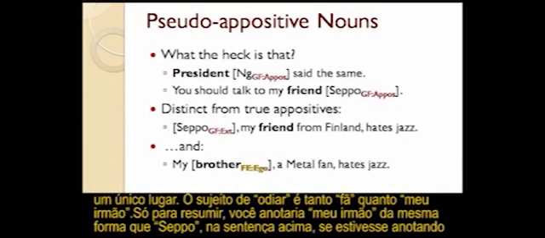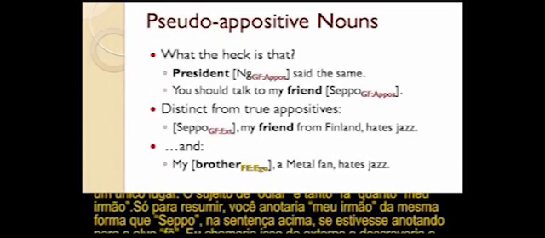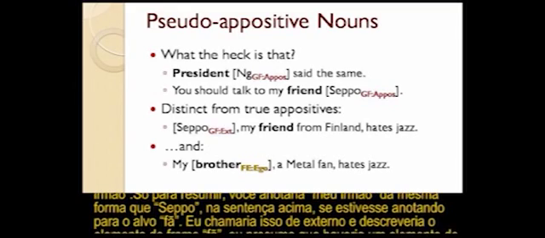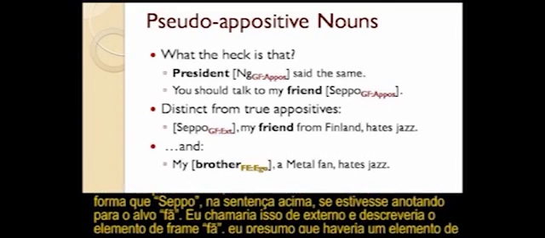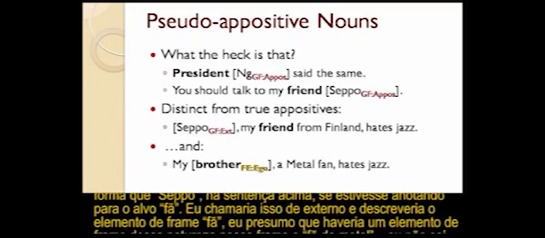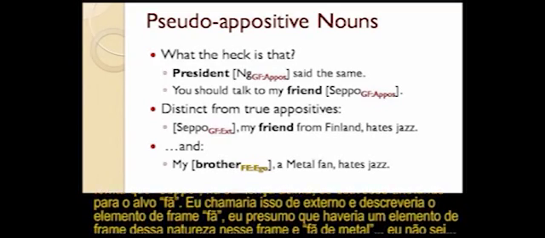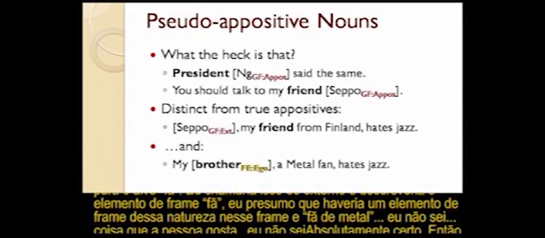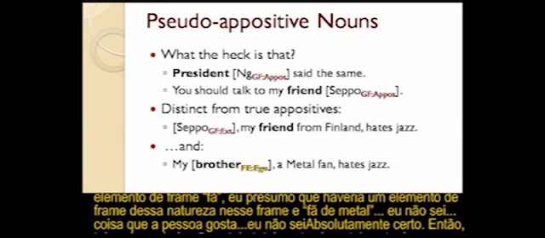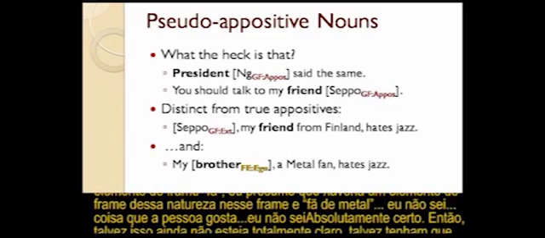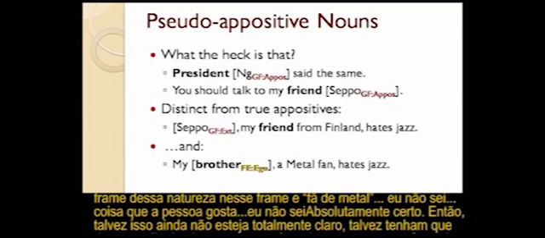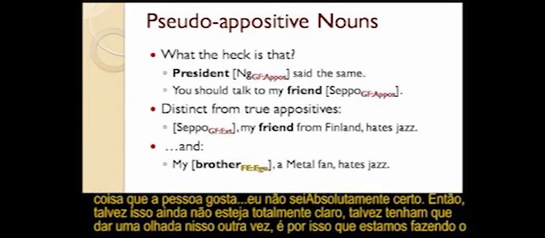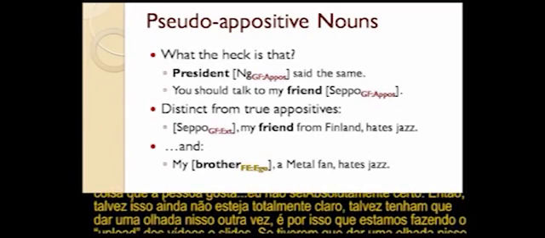So just to sum up, we would annotate my brother the same way we annotated Seppo in the sentence above, if we were annotating for the target fan. Correct. Then we'll call it external and describe probably the frame element fan. I assume there would be such a frame element in this frame, and metal fan, some thing the person likes or something like that. Exactly. Absolutely.